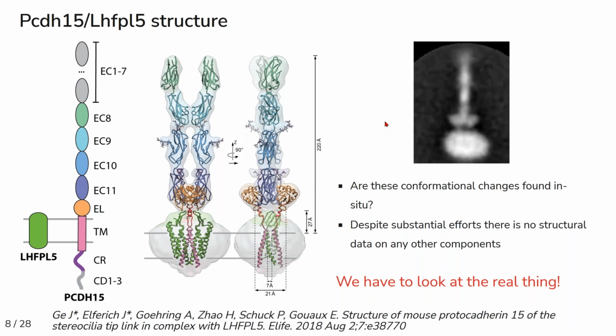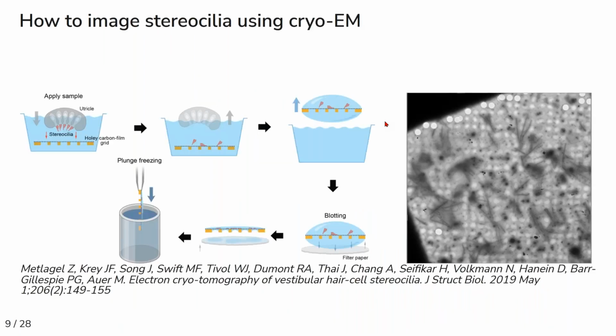So how do you do that? First of all, we were quite lucky that at OHSU there was another lab, the Bart Gillespie lab, that had just figured out how to place stereocilia on a cryo-EM grid. So what you do, and this is still completely amazing to me, is you take one of the organs of the inner ear called the utricle, and the utricle is involved in balance sensation.